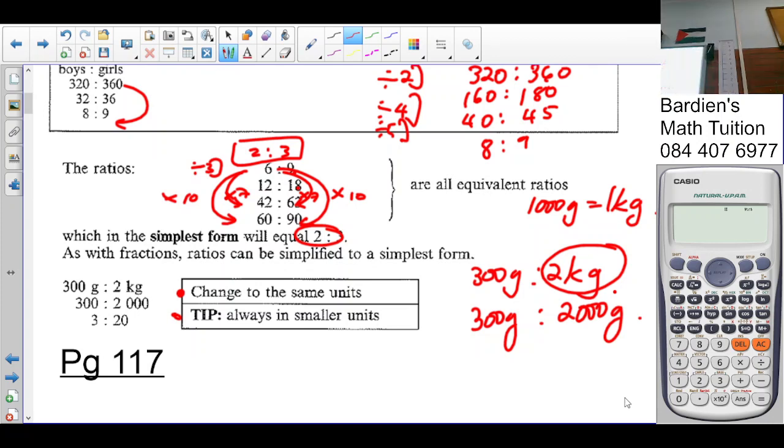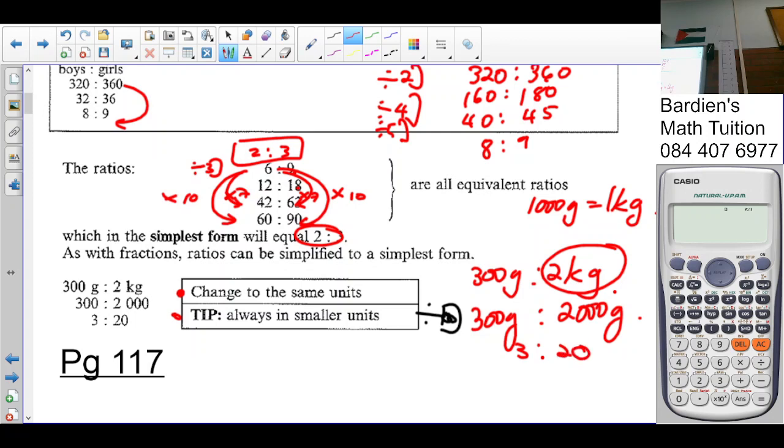So what number goes into 300 and 2,000 without remainder? 100. So I divide by 100 throughout. 300 divided by 100 is 3. 2,000 divided by 100 is 20. So 3 is to 20.